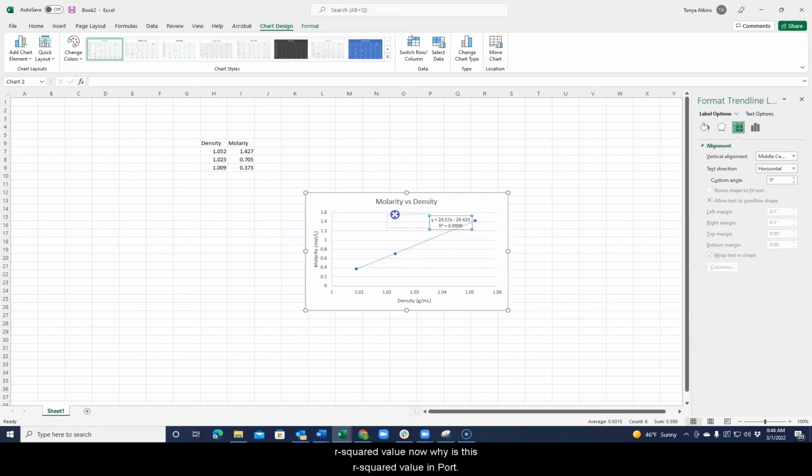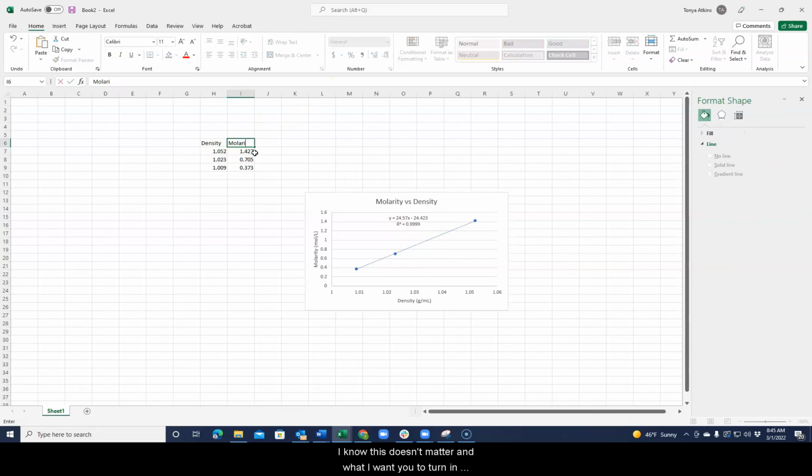Now, why is this R-squared value important? This is our coefficient of correlation. The best R-squared to have is 1. Okay, the worst is 0. So we want this to be as close to 1 as possible. It means our X and Y correlates well with our trend line. Okay, it means it matches it. The dots are almost on the line. If the dots are not on the line, that's bad, because this should be a linear relationship. As your density increases, so should your molarity. Okay, and I notice I misspelled that, so molarity. It doesn't matter.